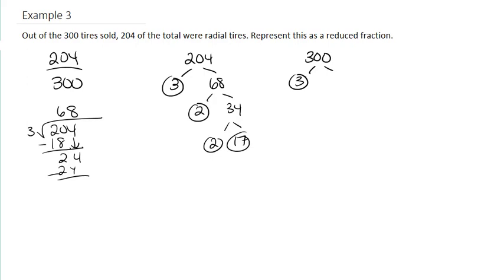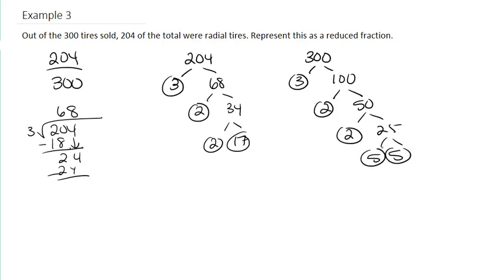Now 300 divided by 3 is then 100, and then this can go into 2 and 50, and then 2 and 25, and 5 and 5. So this is the prime factorization. So then what we can do is go 2 times 2 times 3 times 17. And then on the bottom we have 2 times 2 times 3 times 5 times 5.